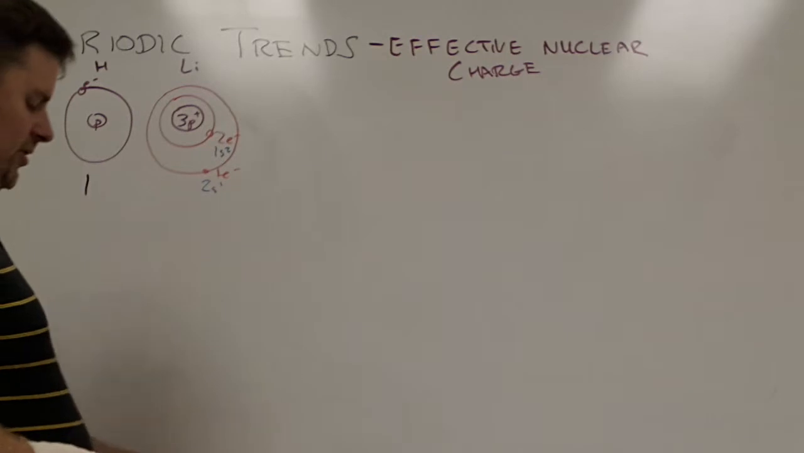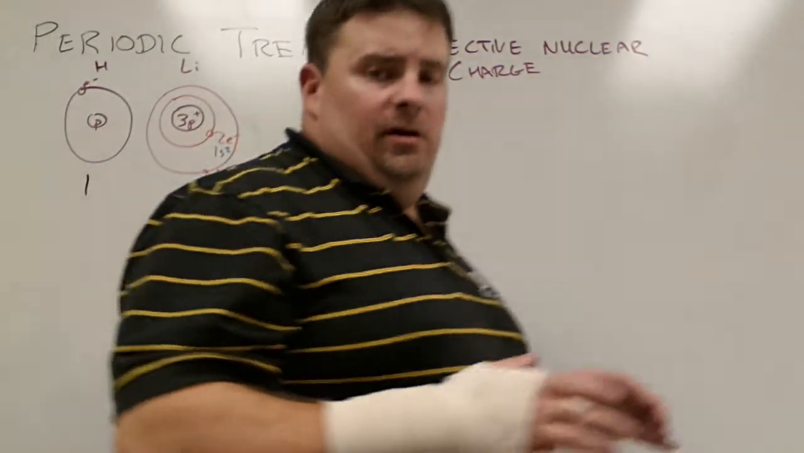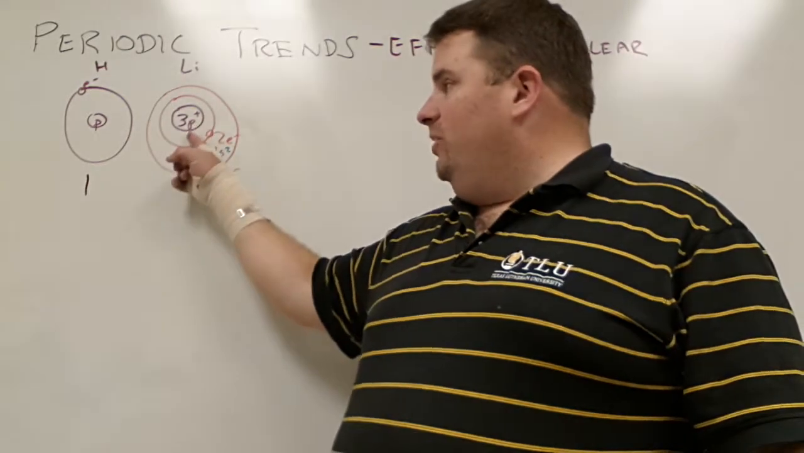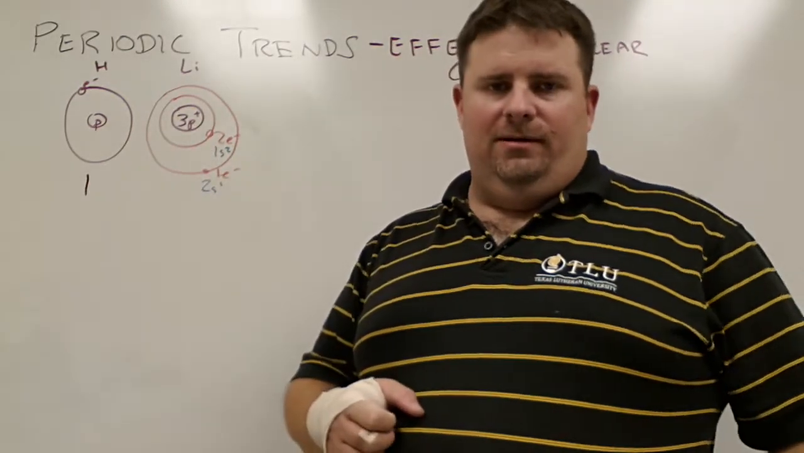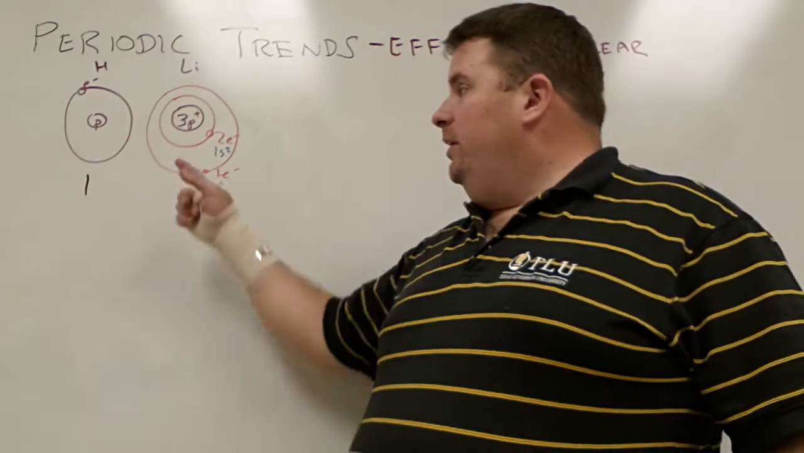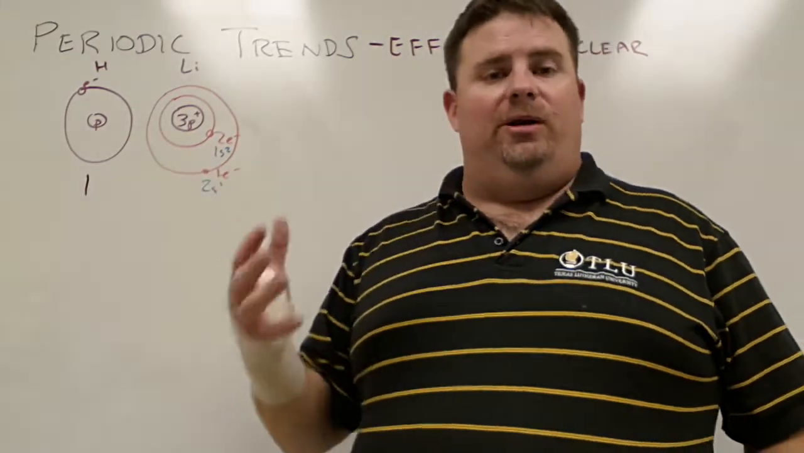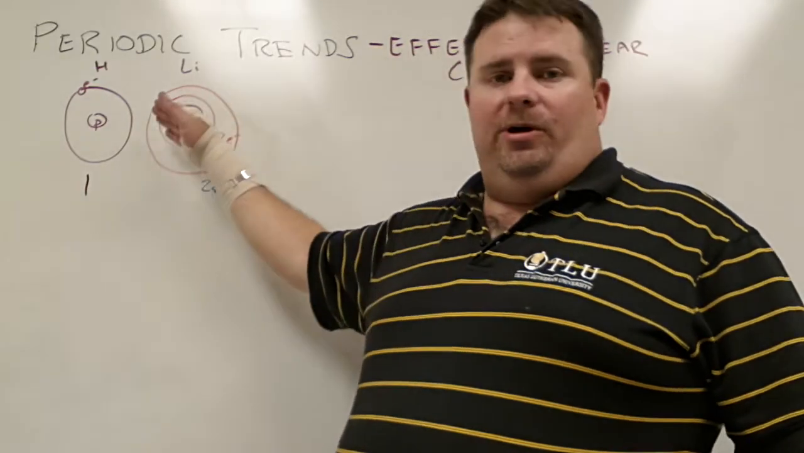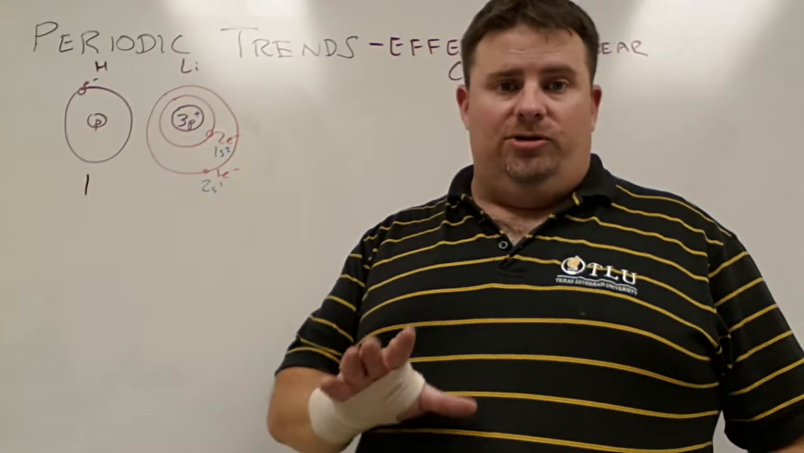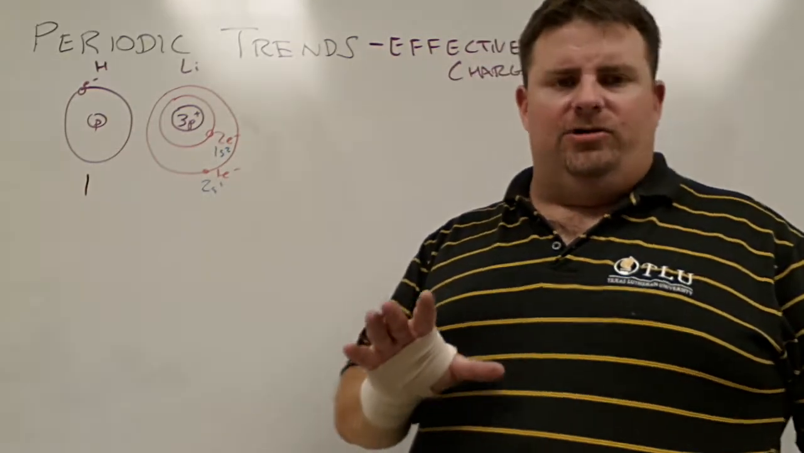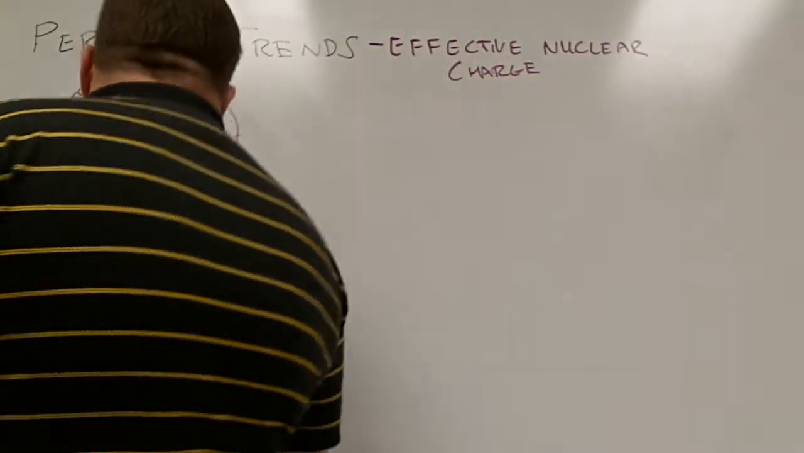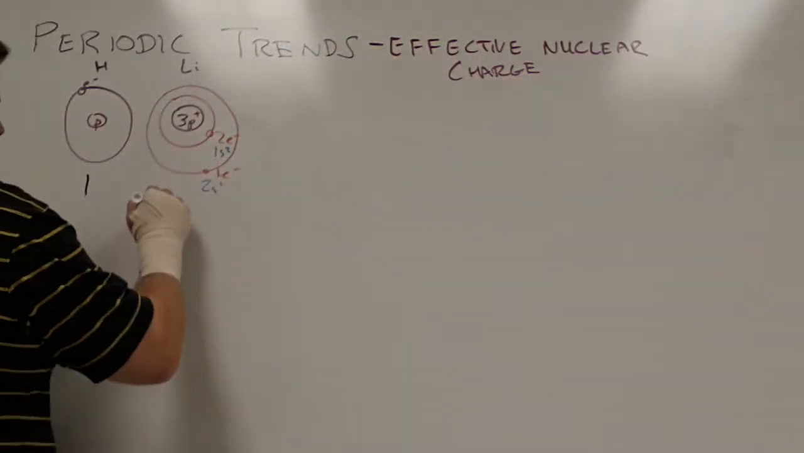Now I've got 3 protons on the inside, but what's going to happen from that inner core of 2 electrons on this outer electron? Think about charges. You're right, it's going to repel. So this electron is repelled a little bit. It's sort of protected from the positive charge on the inside. So I've got to look at this not just as nuclear charge, but as an effective nuclear charge. And the effective nuclear charge for lithium has been measured to be 1.28.